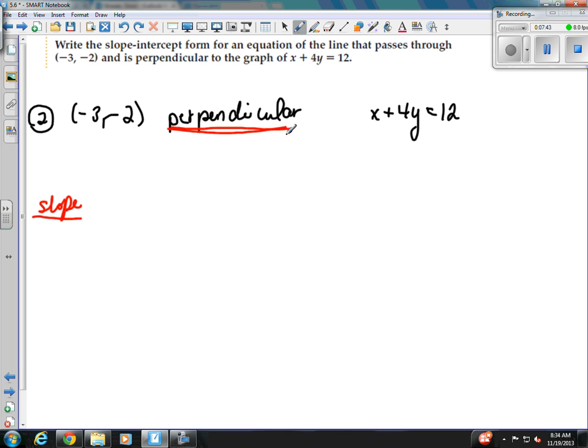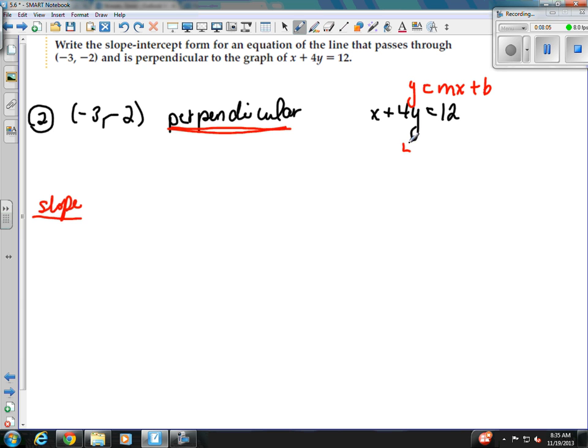So go back to your notes and always remember, perpendicular lines intersect, so their slopes are negative reciprocals. So we have to come over here and look at this equation first and figure out what's the slope of this line. Well, it's a little difficult to see, so I'm going to say y equals mx plus b and solve it for slope-intercept form first.